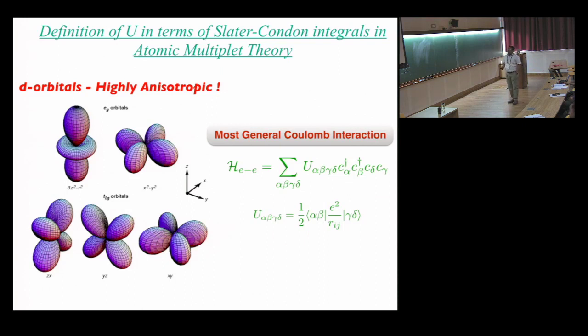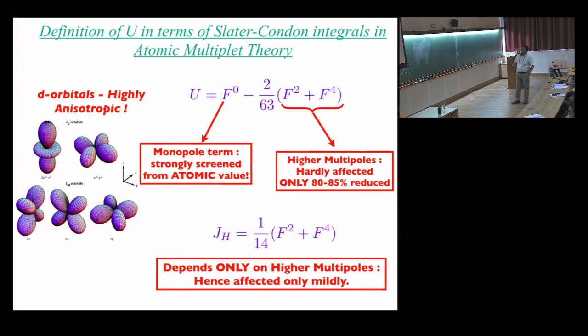Now again, when you go to realistic substances, you have the full degeneracy of the D bands. You no longer have a single band. In many cases, it's possible to single out a band, like in the high TC superconductors, based on a crystal field, but in general, you have to deal with the full multiplet U. And this, it turns out, can be completely quantified in terms of three parameters. One is F0, which is the monopole part, and F2 and F4, which are the higher multipole parts of this Coulomb interaction. Now, this monopole part is strongly screened from the atomic value in the solid because it's easy to screen charge, but these are not so easily screened.